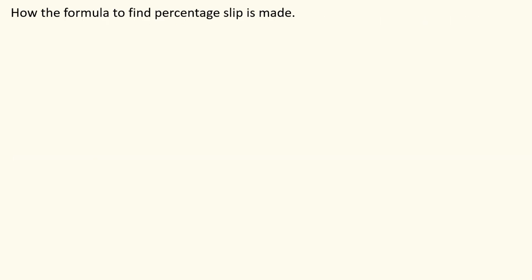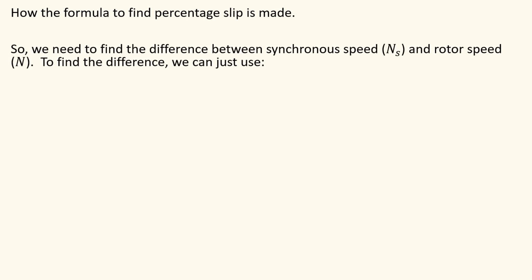Let's see how this formula is made. Seeing that slip is the difference between synchronous speed and rotor speed, we can just start off by saying that the difference is ns minus n, synchronous speed minus the rotor speed.